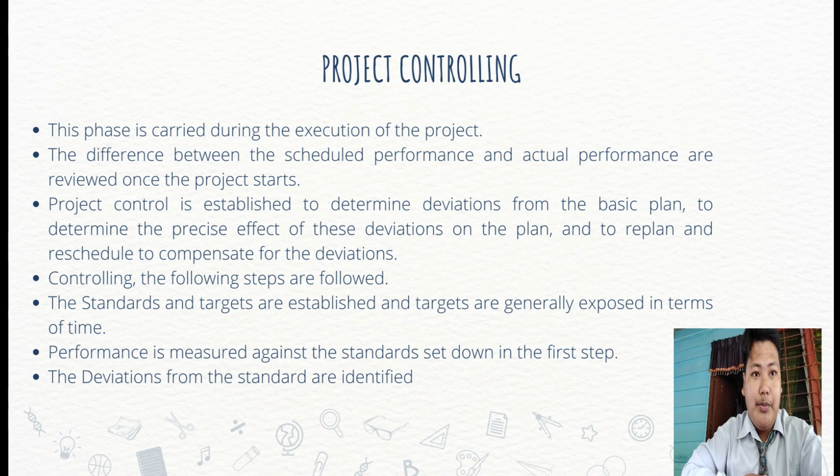Next to project planning, we have project controlling. This phase is carried out during the execution of the project. The difference between the scheduled performance and actual performance is reviewed once the project starts. Project control is established to determine deviations from the basic plans, to determine the precise effects of these deviations on the plan, and to replan and reschedule to compensate for the deviations. In controlling, the following steps are followed. The standards and targets are established, and targets are generally expressed in terms of time. Performance is measured against the standards set down in the first step. The deviations from the standards are identified.